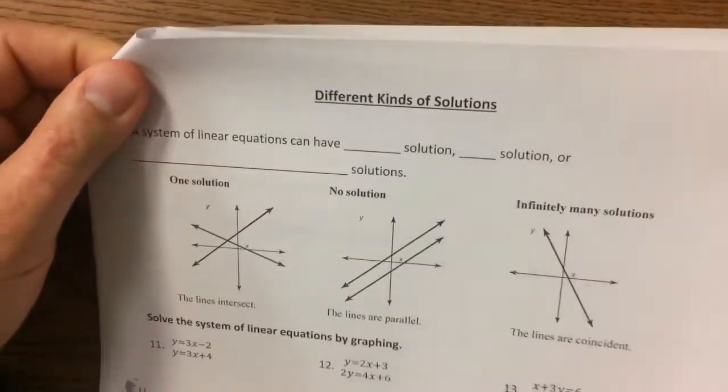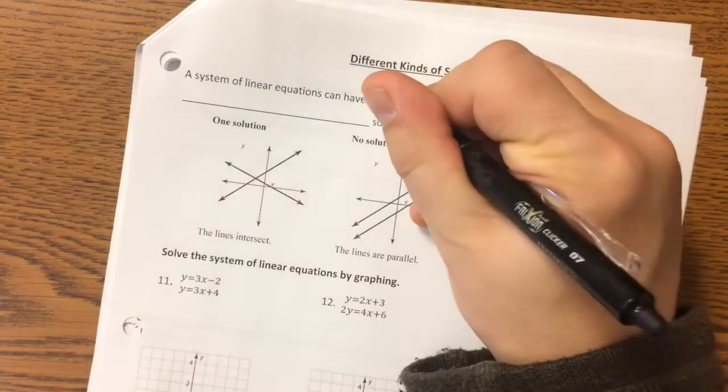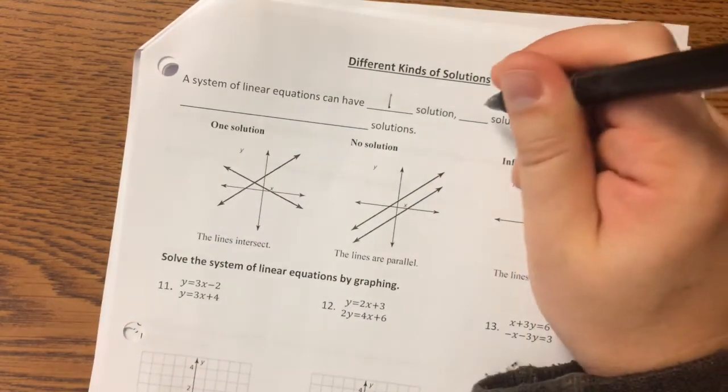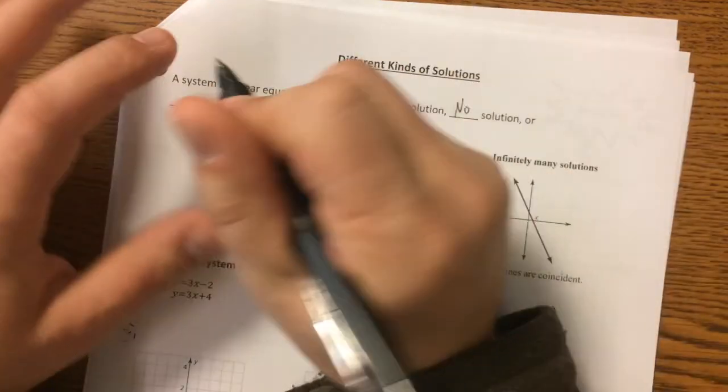All right, so let's look at the back. At the beginning I said there were a couple of corner cases where two lines would not have one specific solution. It is possible for a system of linear equations to have one solution, but it's also possible to have no solution. And then one weird case is where we have infinitely many solutions.